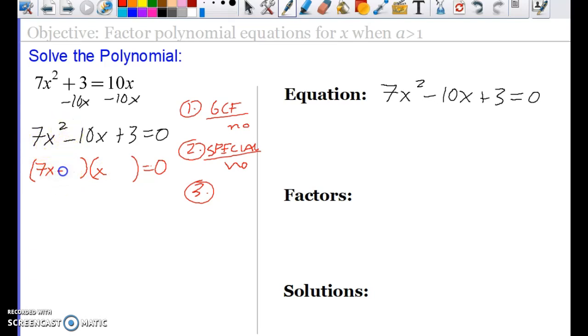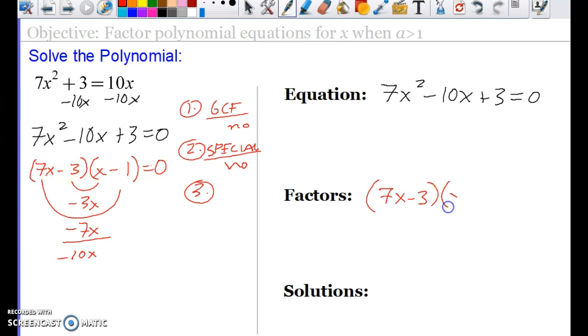So that means that these signs have to both be negative because they need to multiply to be positive, add to be negative. Another nice thing is that this has to be 3 and 1. There's no other way. Let's check to make sure I picked it right. I think I got it right the first time. Negative 3, negative 7, that makes negative 10x. And so we're good to go with that particular factorization. So my factors, again, 7x minus 3, x minus 1.